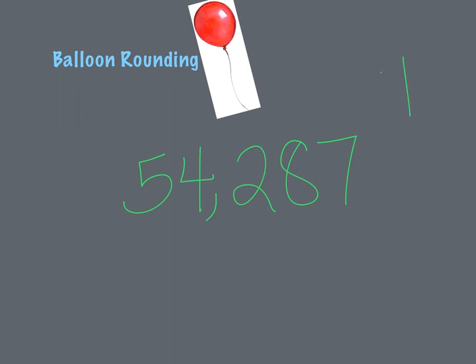Again, we're going to go thousands place. Which digit is in the thousands place? That's right, the 4. So step 1 is I underline my place value that I'm rounding. What digit becomes the balloon number? Excellent. The 2 becomes my balloon number.